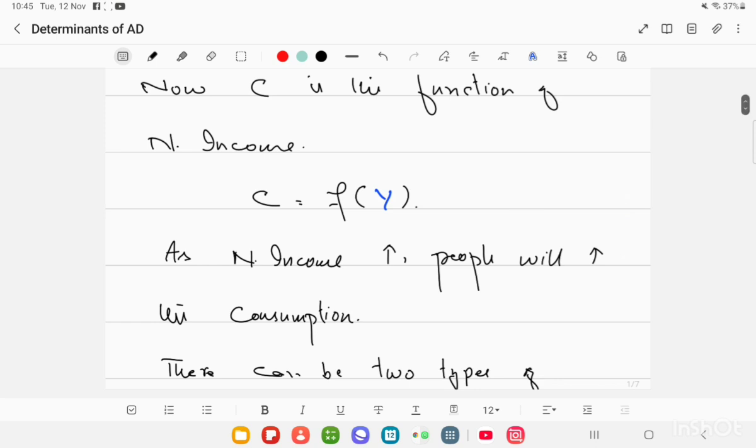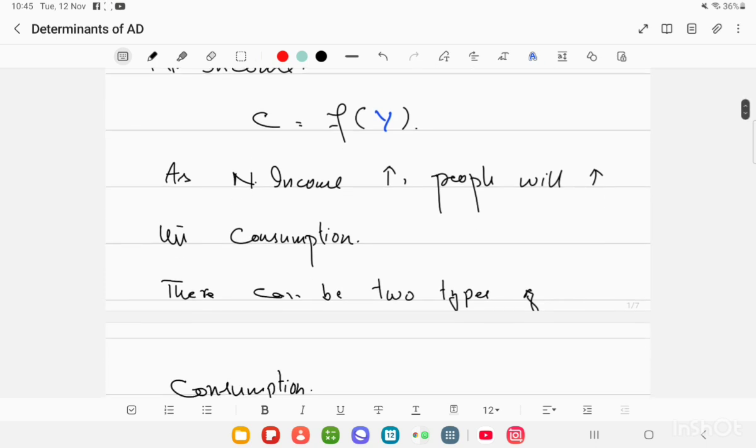So people are dependent upon their income. Consumption and saving are both dependent upon income. When national income increases, people either increase consumption or saving. At a lower level of national income, when national income is increasing, most of that income will be spent on consumption of goods and services. Once consumption is fulfilled, people will start saving. The part of income which is not consumed is called saving.